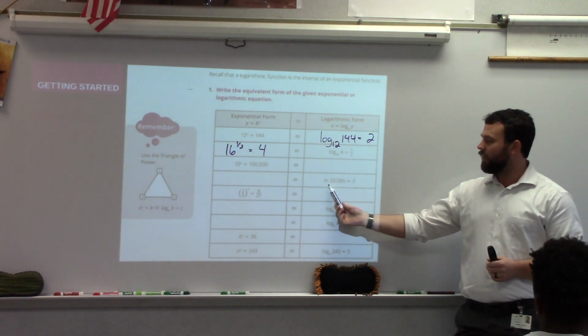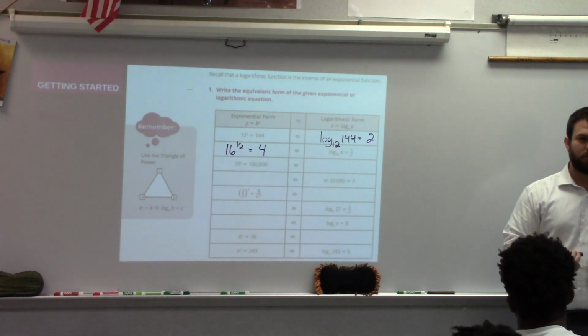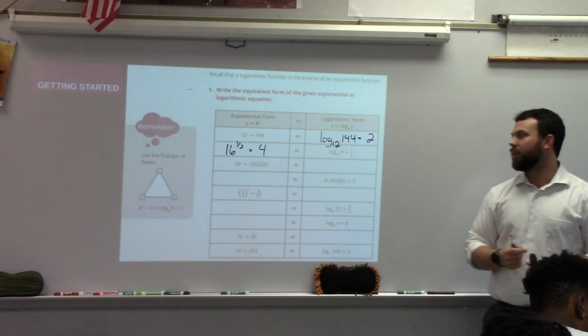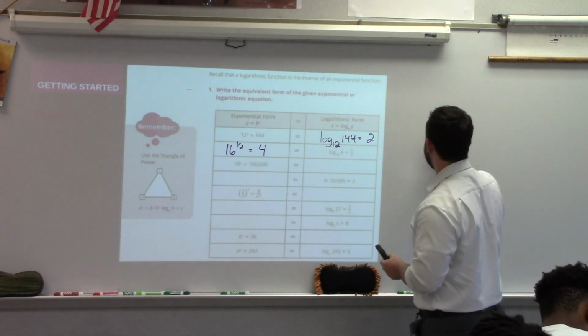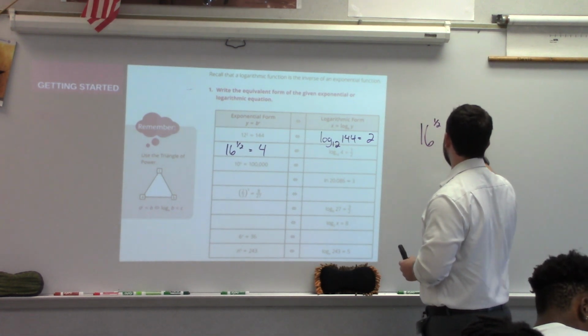If you see Ln, that's a logarithm. What's the understood base for Ln? It is the natural log, but it's base e. Keep that in mind. The other thing I want to quickly point out is this: 16 to the 1/2 is equal to 4.